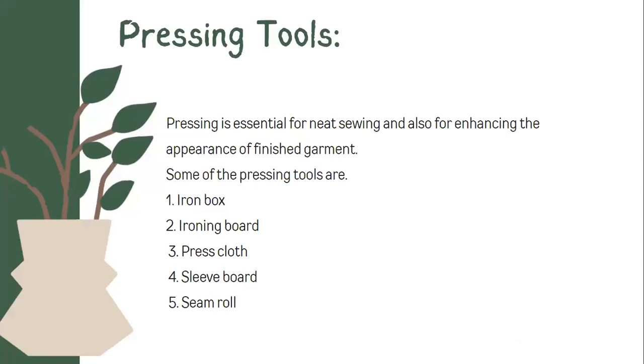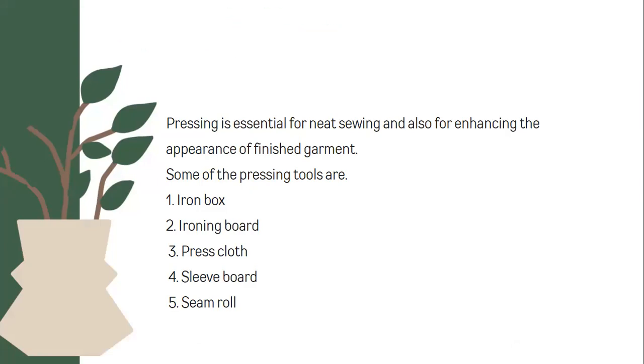Now the next one is pressing tools. Pressing is essential for neat sewing. That is just for enhancing the appearance, like if you're ironing the garment. The tools required for pressing or ironing are an iron box, an ironing board, a press cloth, a sleeve board, and a seam roll.